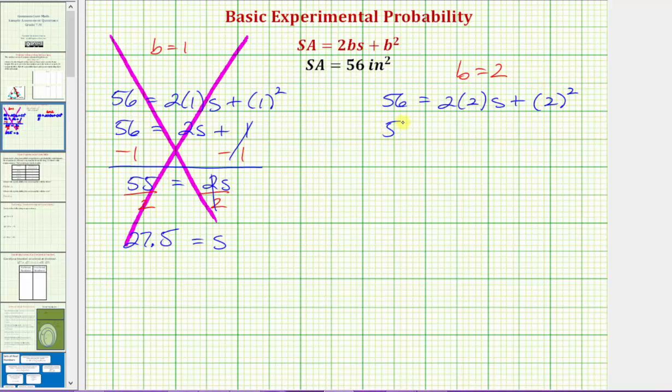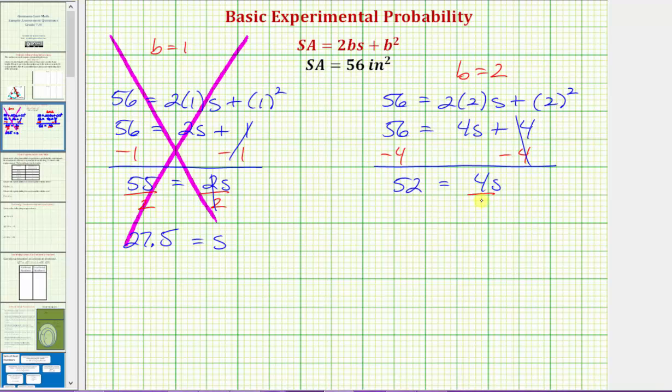Simplifying, we have 56 equals 2 times s is 4s, plus 2 squared is 4. Next step, we want to isolate the s term by undoing this addition, so we subtract 4 on both sides. Simplifying, 56 minus 4 is equal to 52. On the right side, 4 minus 4 is 0, so we have 52 equals 4s. And now I think we found a possible solution.